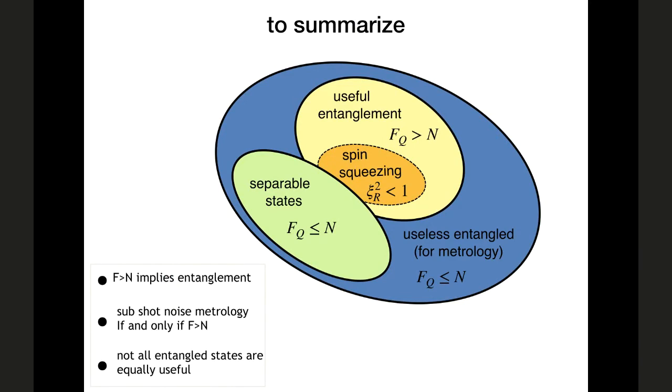So there is a necessary and sufficient probing, I would say. So you can reach sub-shot-noise sensitivity if and only if the Fisher information is larger than the number of particles. So it gives the full 100% characterization of the state.